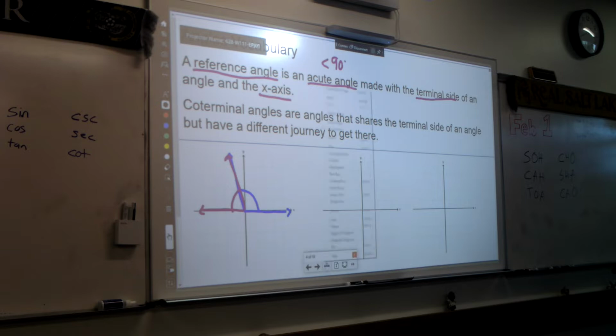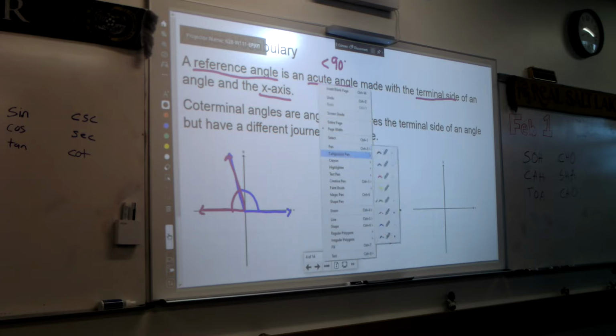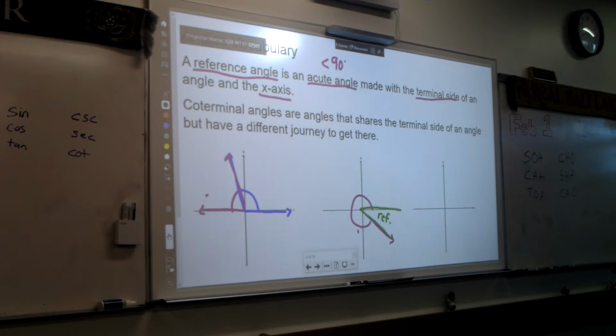Let me show you one more example here. What if my angle went like this? How would I get that reference angle? Well, same kind of approach here. We're going to highlight the terminal side and the x-axis. So this angle right here would be the reference angle. Go back to this one and just label. This would be the blue's reference angle.